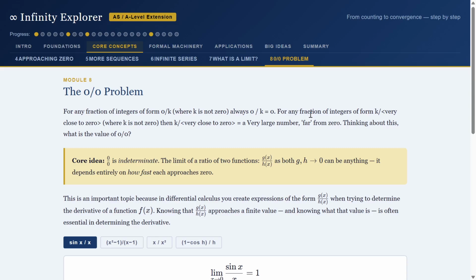Now, if we think of a related fraction where k is some number but not 0, over a very small number close to 0, then that k over a number very close to 0 becomes a very large number, far from 0. So 0 over k is 0, and k over a very small number is a very large number. Thinking about this, what's the value of 0 over 0?